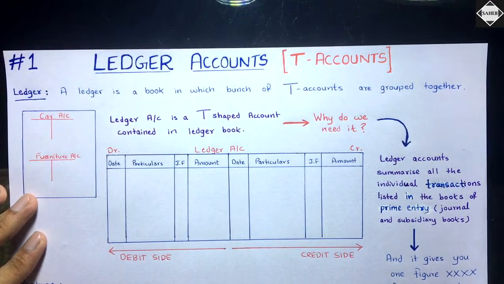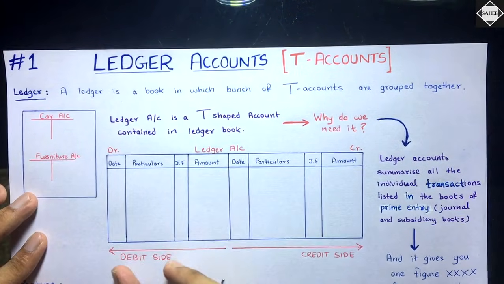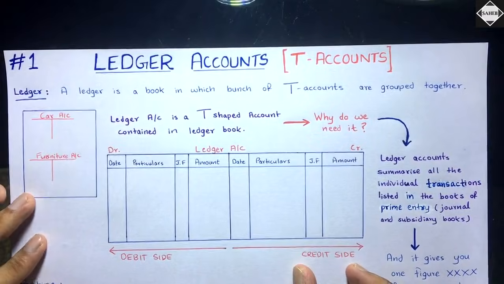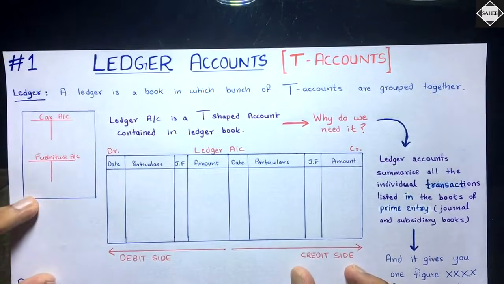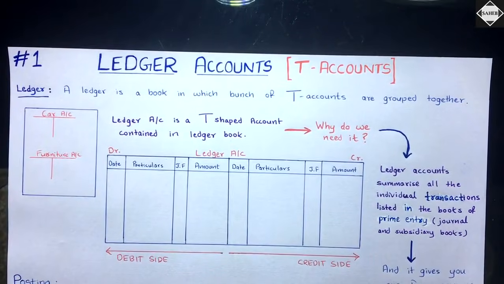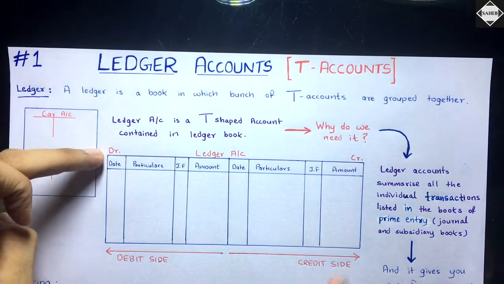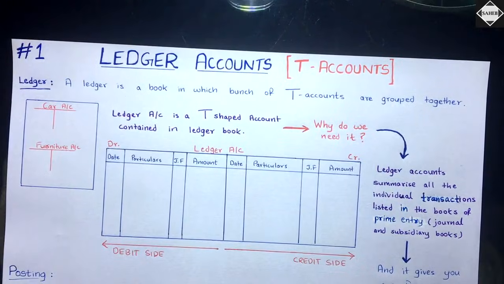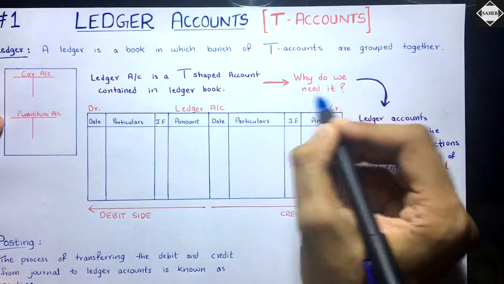Is that okay? Right. So this side represents the debit side and this side represents the credit side. The left side is the debit side and the right side is the credit side. Debit and credit, it will always be like that. It will never change. For every ledger account it is the same, whether it's an asset, whether it's a liability, it doesn't matter. Debit, credit, simple as that. Fine. So now coming back to that question, why do we need the ledger accounts?